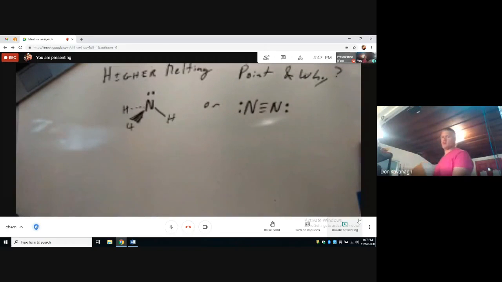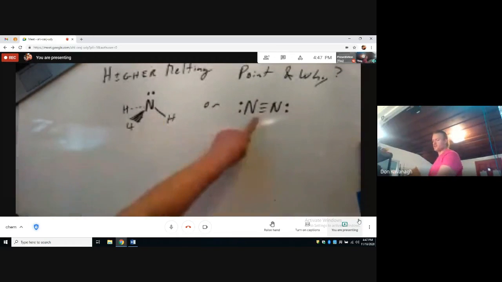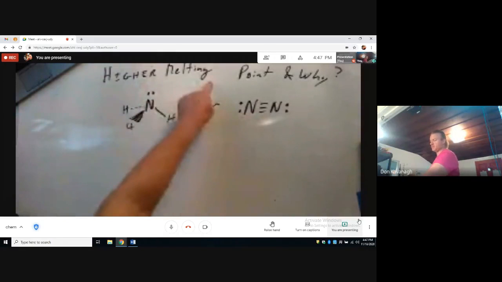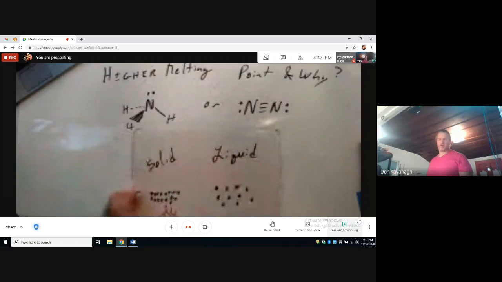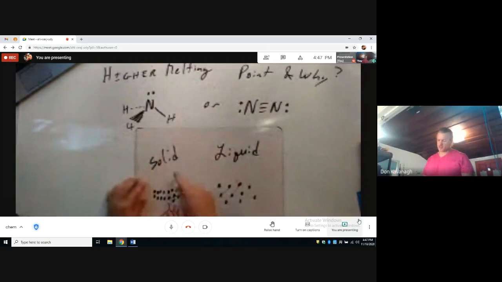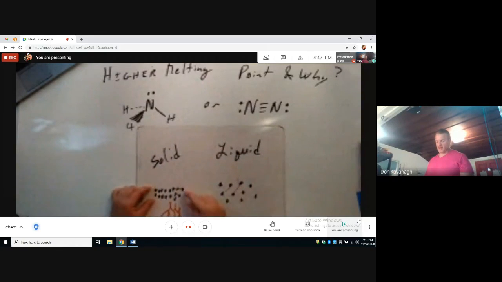Which of these two molecules, ammonia or dinitrogen gas, has a higher melting point and why? An atomic-level perspective of what happens when matter transitions from a solid to a liquid phase, i.e. melts.